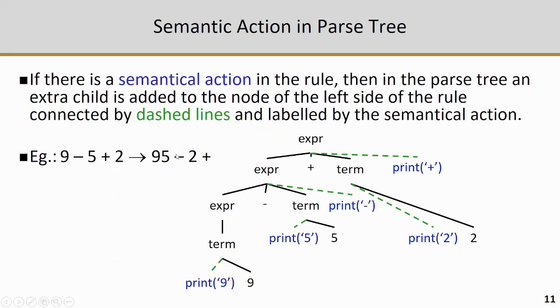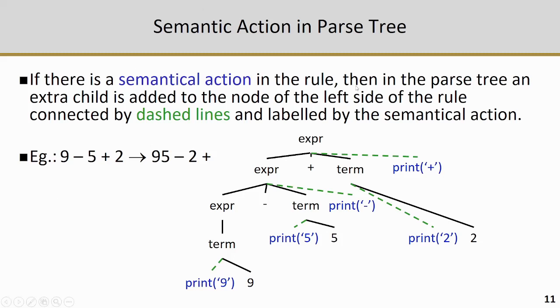The semantic actions are represented in the parse-tree as well. They are connected to the node representing the left-hand side of the grammar rule by a dashed line. Dashed lines are necessary to distinguish between the derivation and the semantic action.